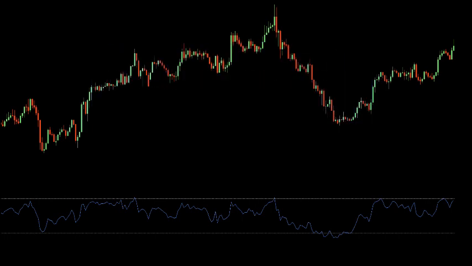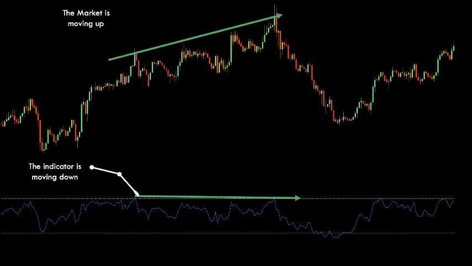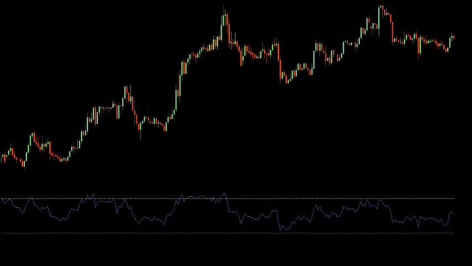As you can see on this chart, the market is making higher highs while the indicator is making a lower high. This is a clear bearish divergence. As a result, the market bounced downwards. Let me now show you when to expect a bullish hidden divergence.